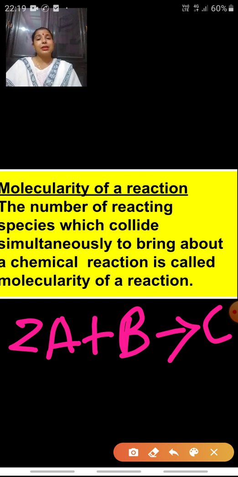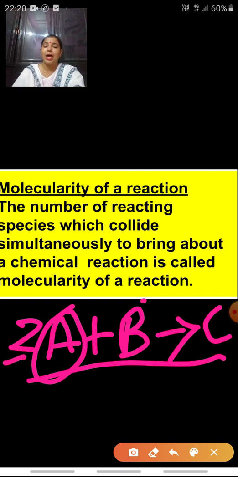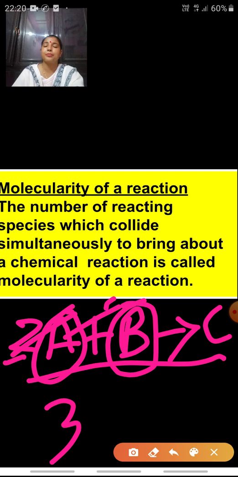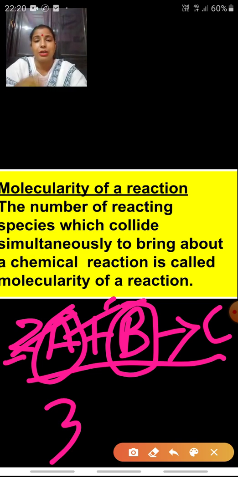Now, you must be thinking, what is the difference between molecularity and order then? Because in order also we were writing the rate law expression for this reaction, and in that rate law expression the power of A will be 2 and that of B will be 1, and adding these we again get 3. But still there is a difference between order and molecularity. See, if the reaction is a simple reaction, which completes in one single step, in that case order will be equal to molecularity.